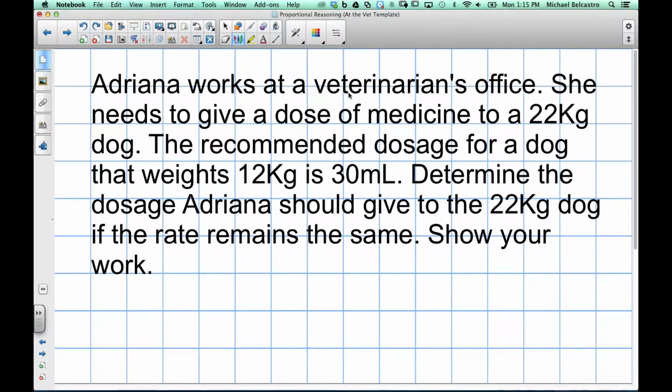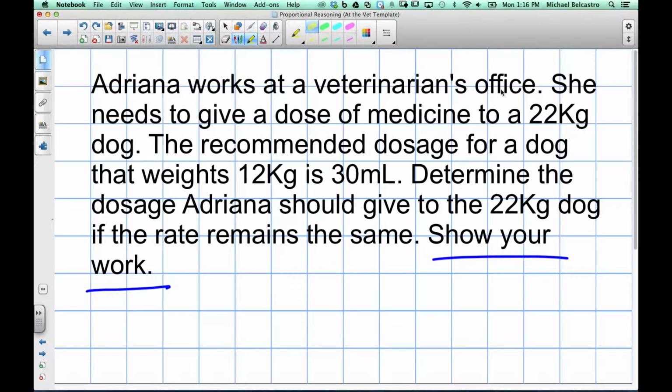So Adriana works at a veterinarian's office. She needs to give a dose of medicine to a 22-kilogram dog. The recommended dosage for a dog that weighs 12 kilograms is 30 milliliters. Determine the dosage Adriana should give to the 22-kilogram dog if the rate remains the same. Show your work. Okay, let's highlight.